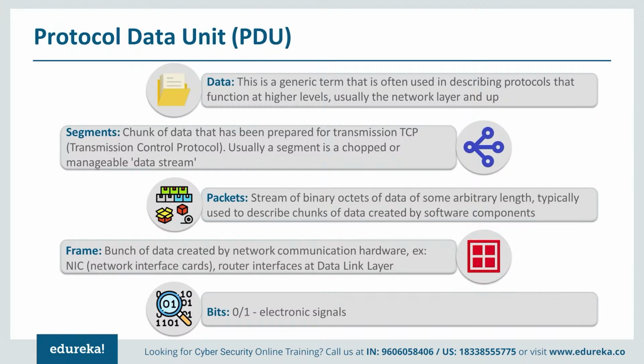Segments work the same way. A segment is a chunk of data from the session layer. The data received from the session layer will be in chunks. It will be broken down into data streams, and usually a segment is a manageable data stream. And data is the generic, normal term we often use to describe protocols or information, usually from the network layer and up. Any information above the network layer is called data.